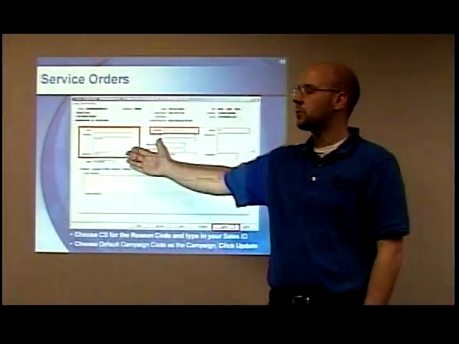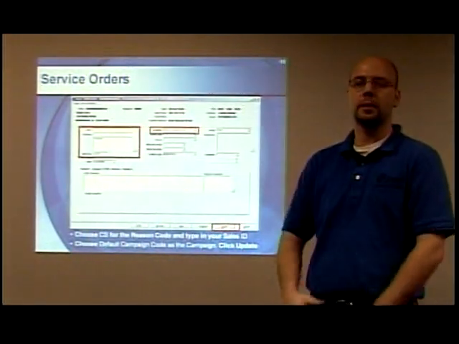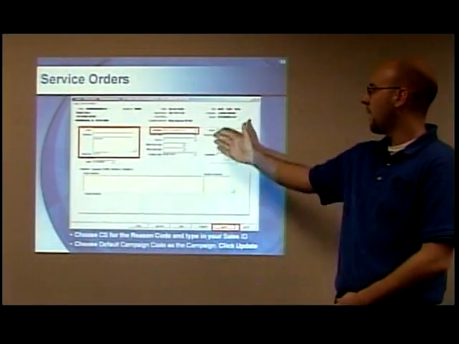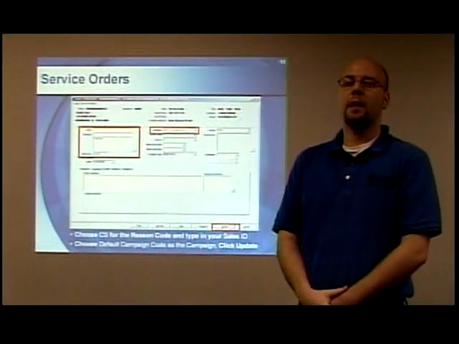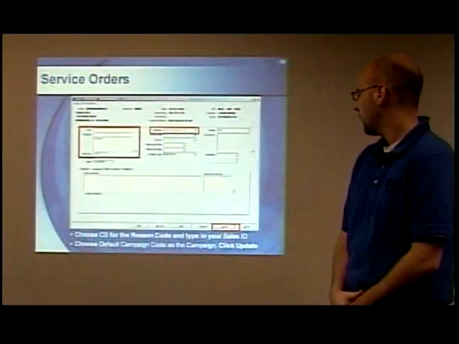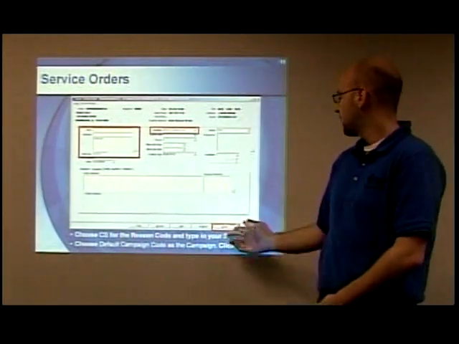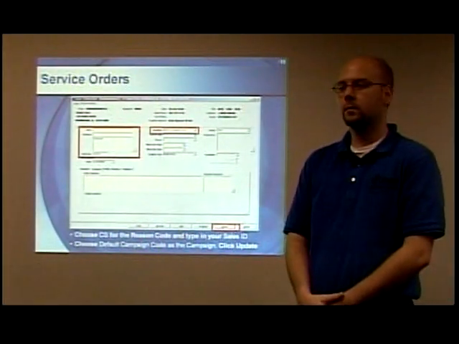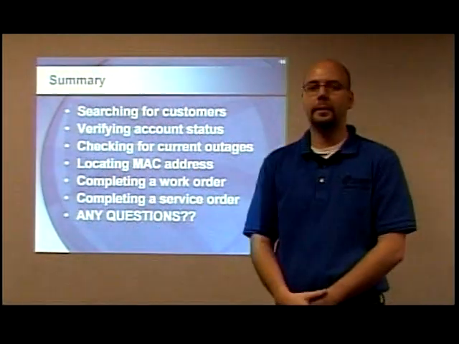Next, you'd want to put your sales representative ID there, right below the reason code. And to the right, campaign, you want to always choose the default campaign code. Once you have all that information entered, you will hit Update down here on the bottom right, and your sale will be complete.